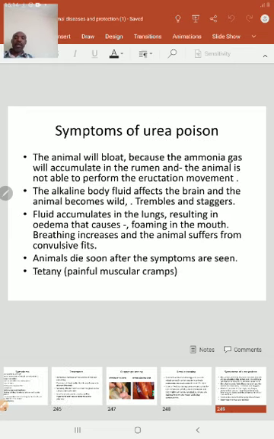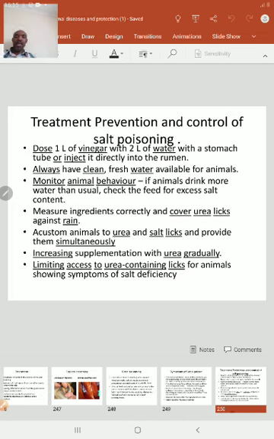You understand? So these are the symptoms of urea poisoning. One of them is bloating. The animal will bloat because it cannot belch. Another one is tetany, those painful muscle cramps. How do you treat or control it?